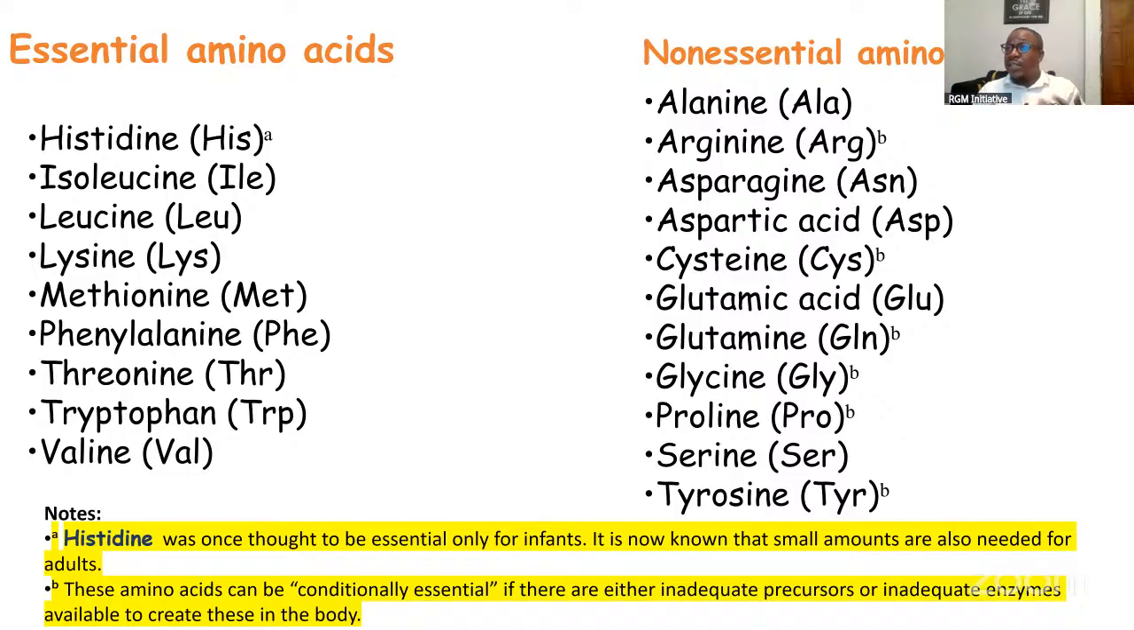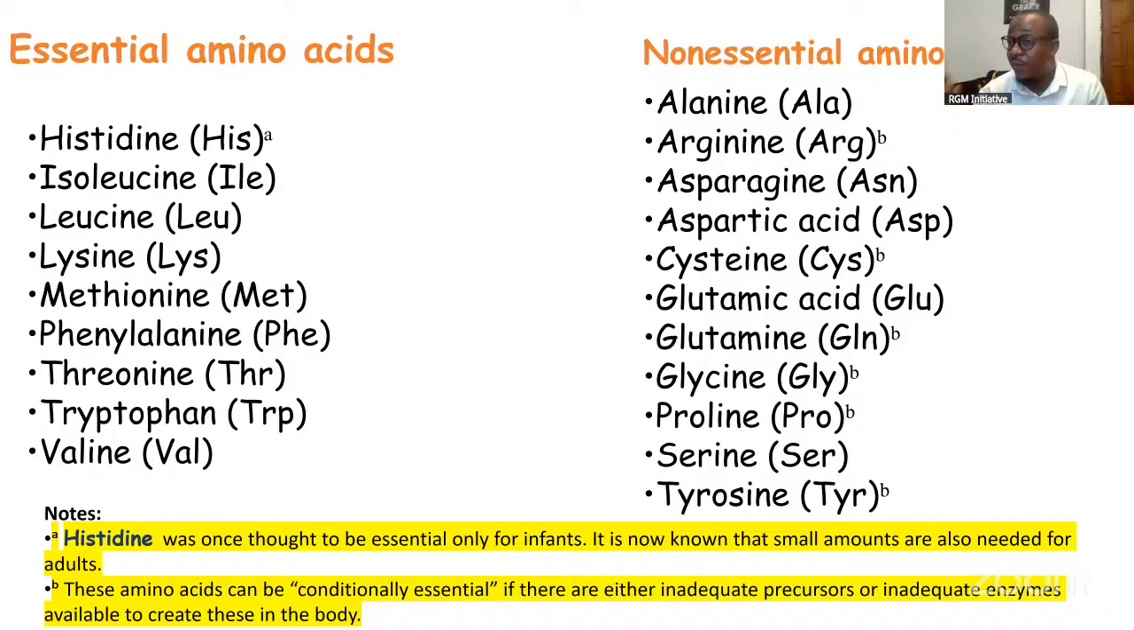For example, tyrosine is a non-essential amino acid, but it can be essential if the individual has phenylketonuria. Phenylketonuria is a genetic condition that results in excess production of phenylketones. Those phenylketones can be seen in urine. That's why we call it phenylketonuria. The enzyme that converts phenylalanine to tyrosine is called phenylalanine hydroxylase.